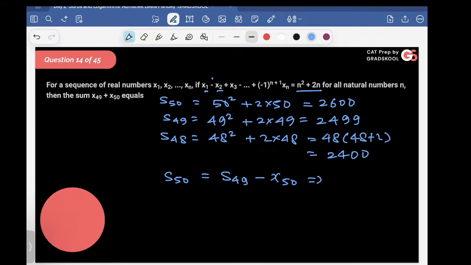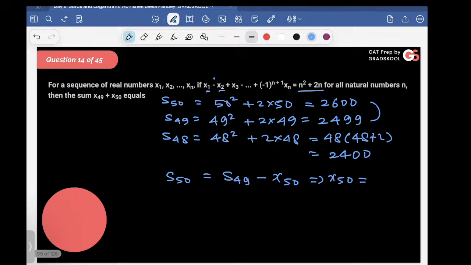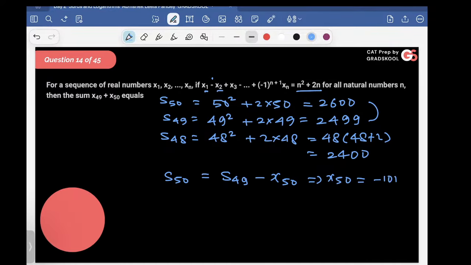So the value of X50 I can calculate. X50 को मैं ले जाऊंगा लेफ्ट हैंड साइड में, so I'll get S49 minus S50. So 2499 minus 2600. That'll be minus 101. Is that right? Looks good.